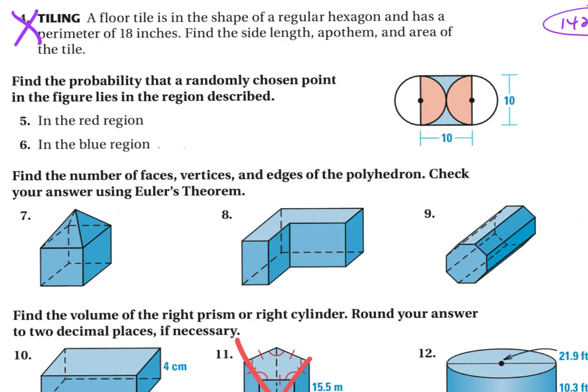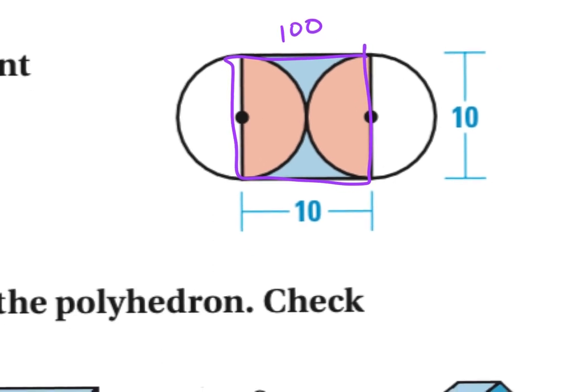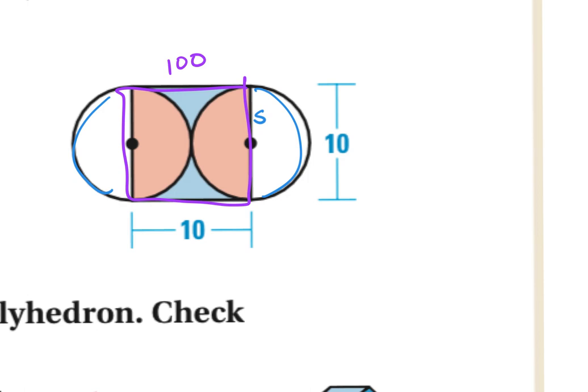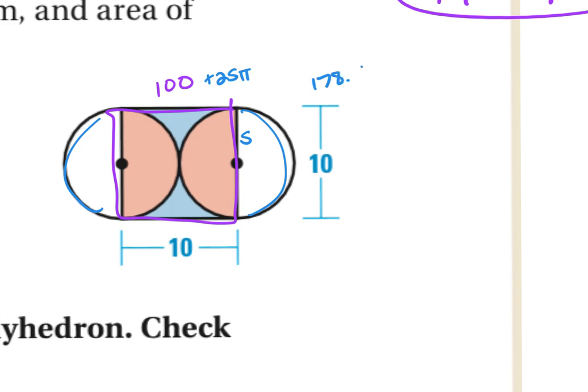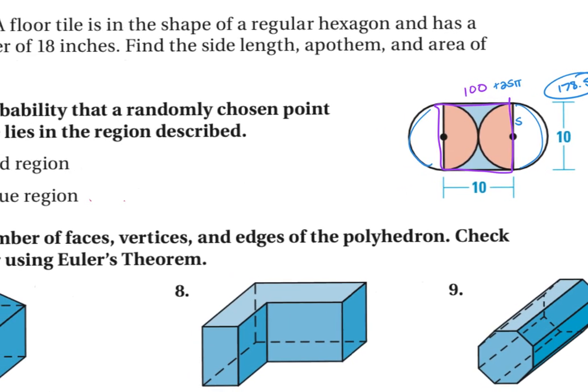Depending on how you do it, probably the easiest is to do the area of the square, which is 10 times 10 or 100, plus the area of one circle, because half is here and half is here. If the diameter is 10, then the radius is 5, and the area of that circle is pi r squared, so 25 pi. You'd get 178.5. That's the area of the whole thing. So then you would put both of those areas over that 178.5. All you have to do is just divide it.